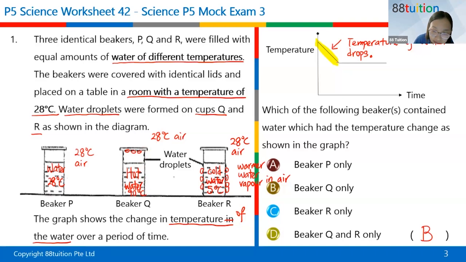So here, this temperature, all right, this temperature is actually 28 degrees Celsius. Then this temperature is probably 90 degrees Celsius. I'm just giving you a number. All right, is everybody clear?